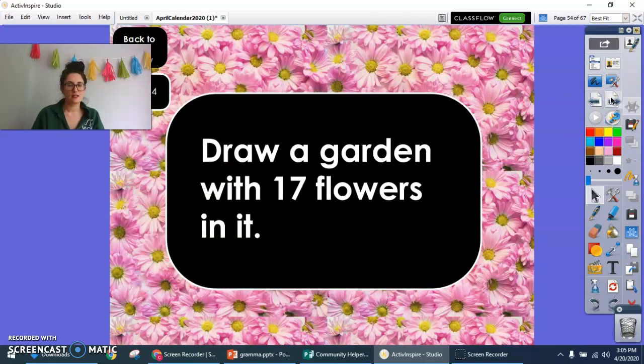All right, here's the last one. Draw a garden with 17 flowers in it. So boys and girls, I'm going to leave you here to draw your garden with 17 flowers.